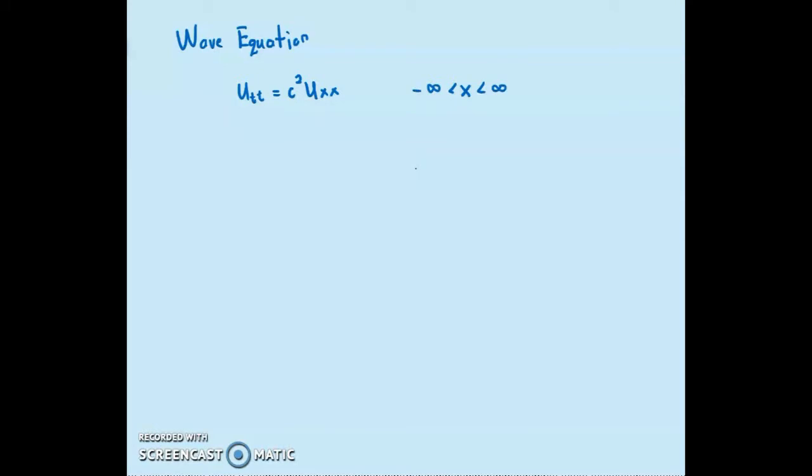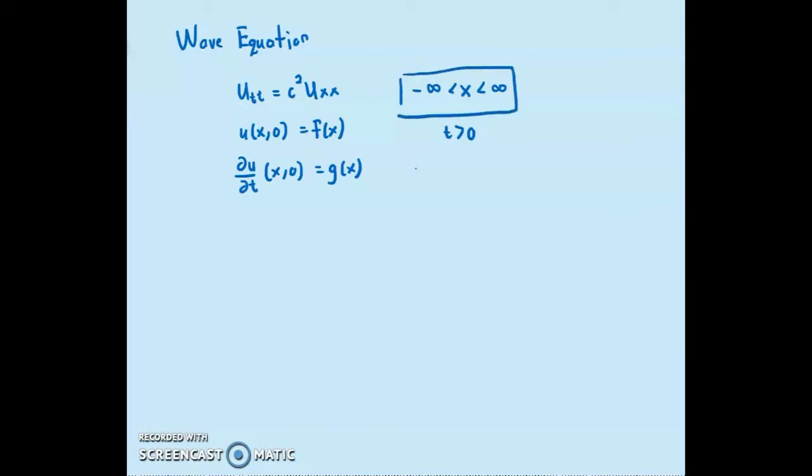Okay, so we're given the initial condition and also the derivative of the initial condition. This is the initial velocity here, which is g(x). So we want to find the solution when t is greater than 0 and x is from minus infinity to infinity. We want to solve this using the Fourier transform because we have an infinite region here. So let's use the Fourier transform.